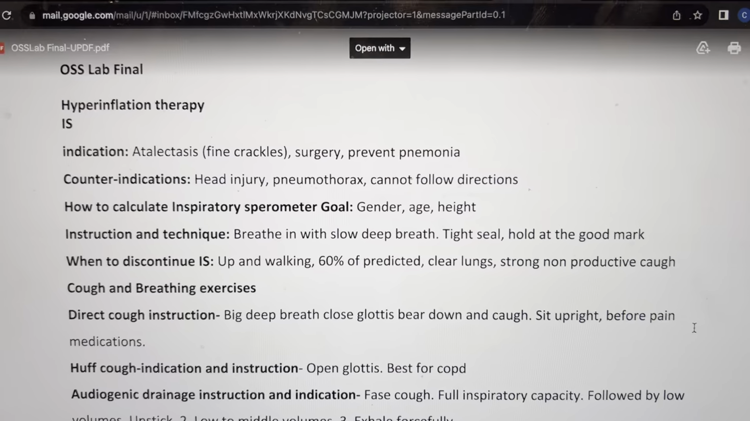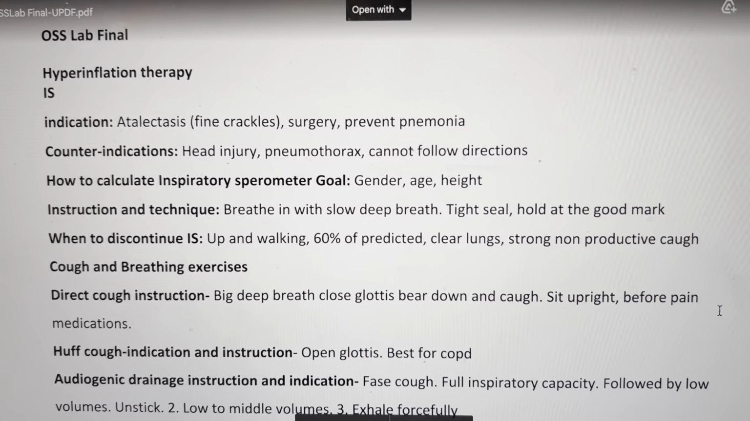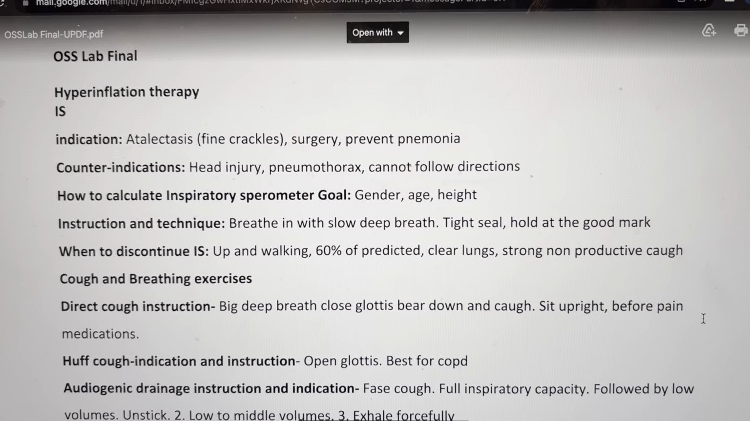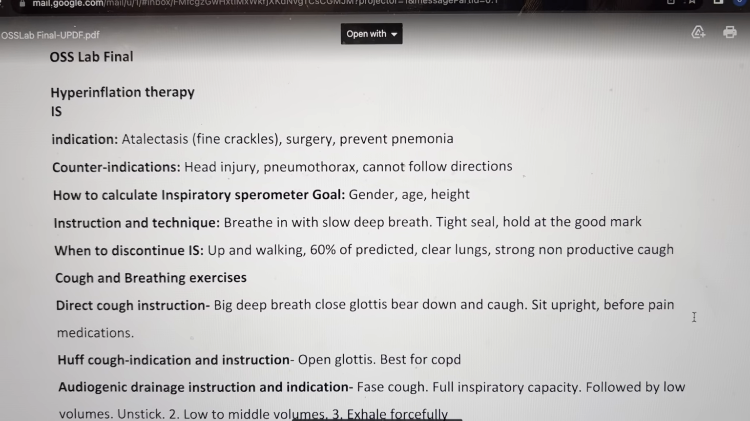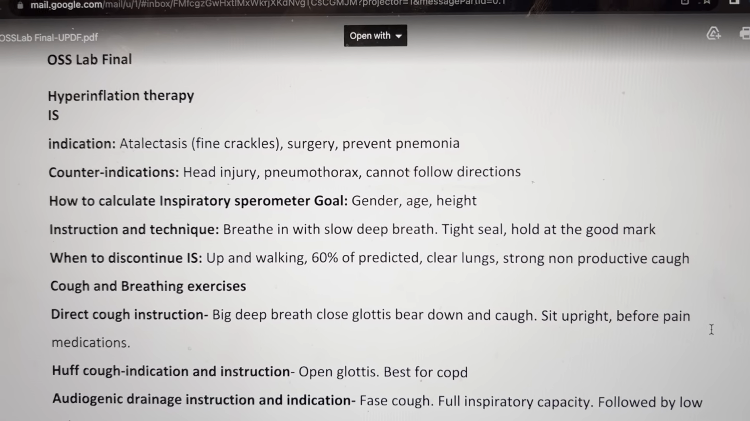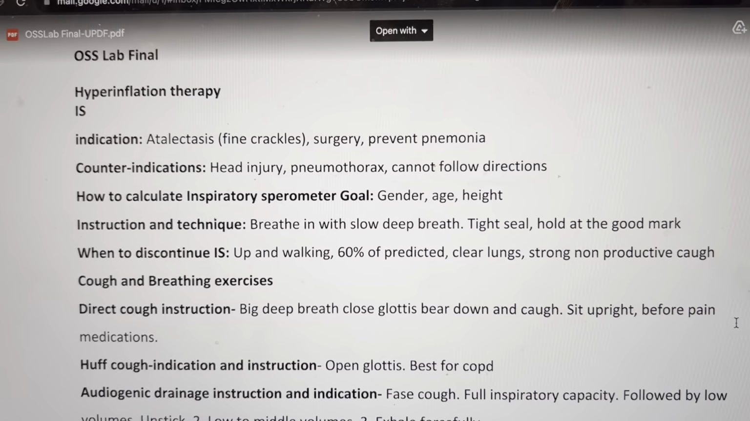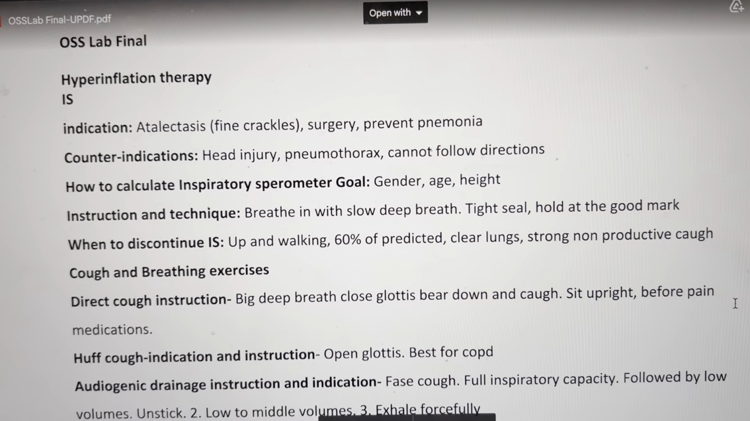Hyperinflation therapy. Inspiratory spirometer. Indication for inspiratory spirometer is atelectasis, fine crackles, surgery, and prevention of pneumonia.